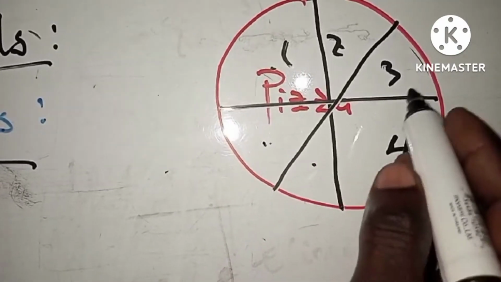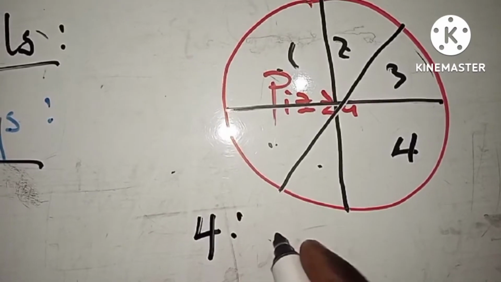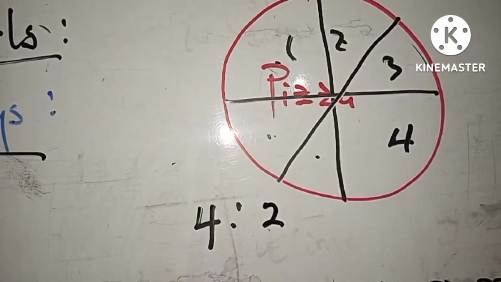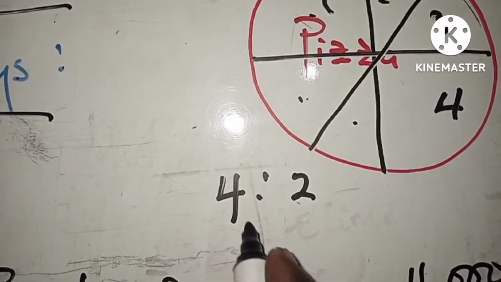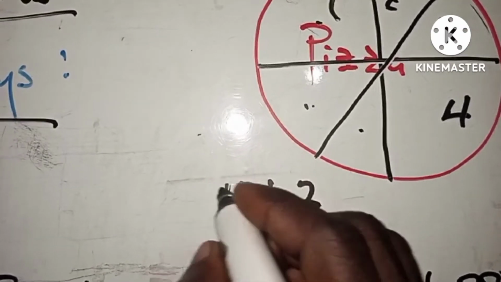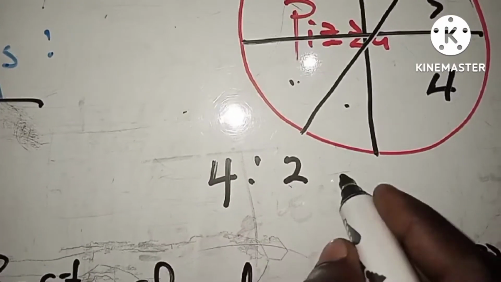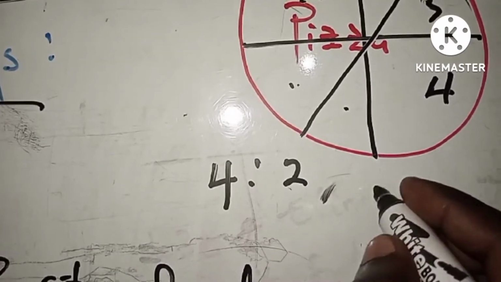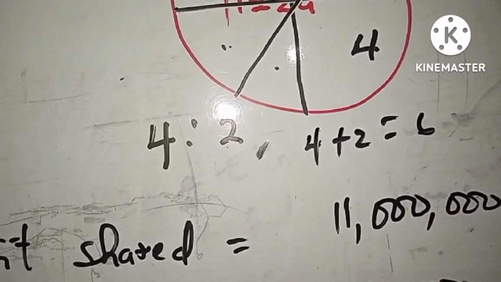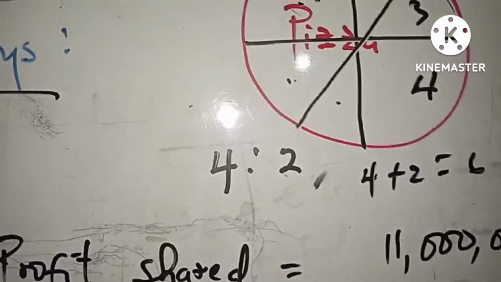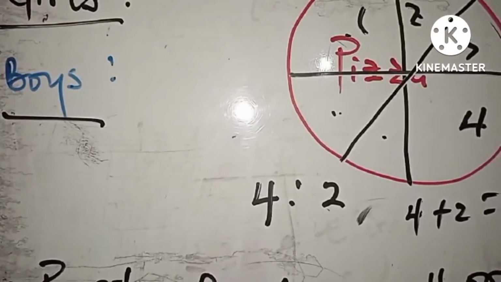If you want to write this in ratio form, we will say 4 is to 2. Arrangement matters very well here, meaning this is for the girls and this will be for the boys. The total ratio here will be 6. How do you get 6? That is 4 plus 2, which is equal to 6. So this is just a simple scenario of what a ratio is. Now let's dive into the first question and see how we can solve this problem.